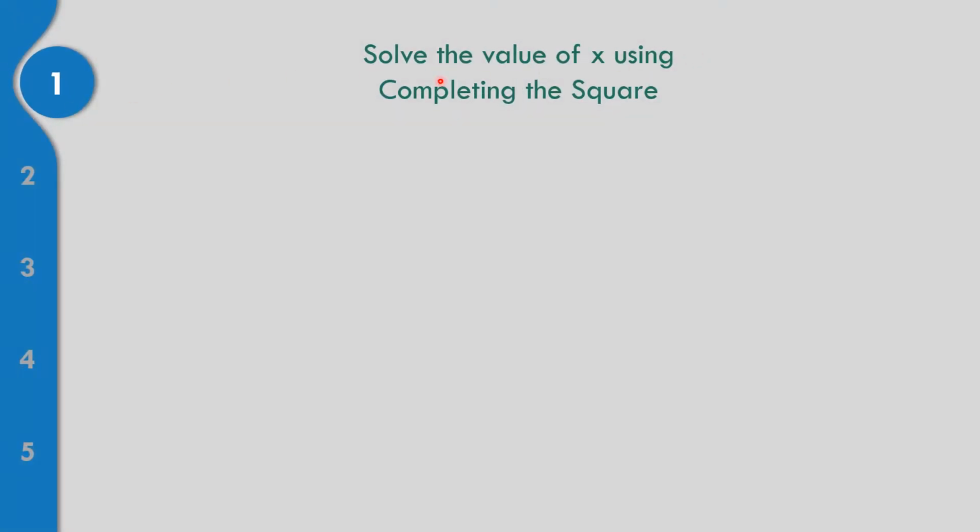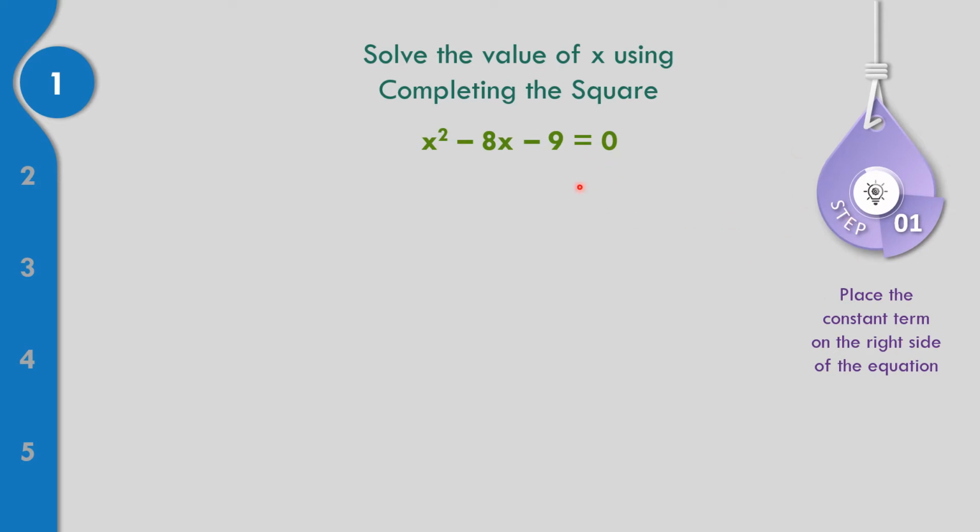Let us try to solve for the value of x using completing the square. In example number 1, x squared minus 8x minus 9 equals 0. Step 1, place the constant term on the right side. So negative 9 going to the right side becomes positive 9. So bring down x squared, bring down negative 8x, equals 9.